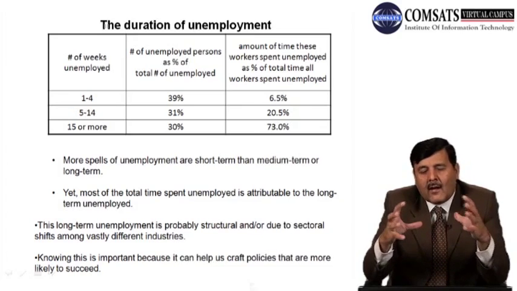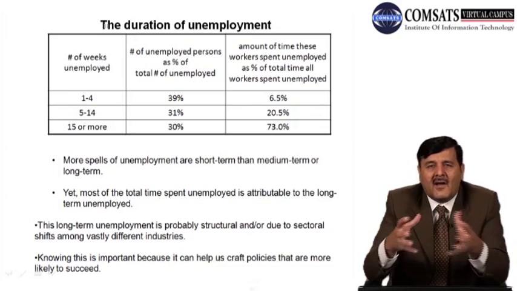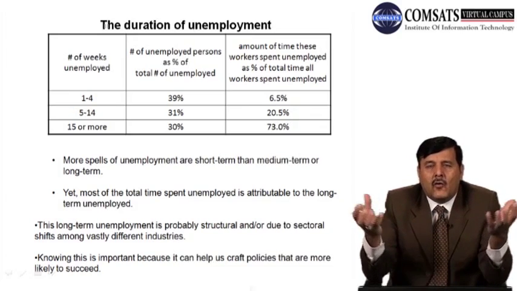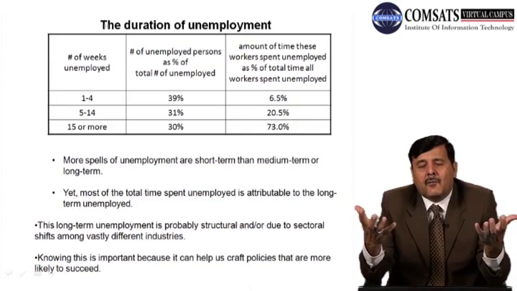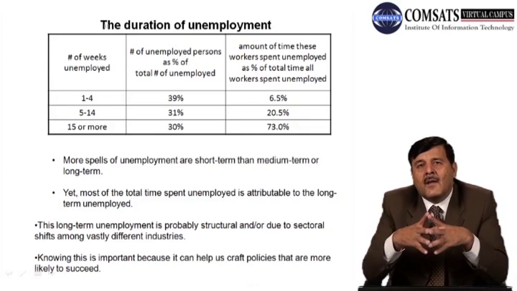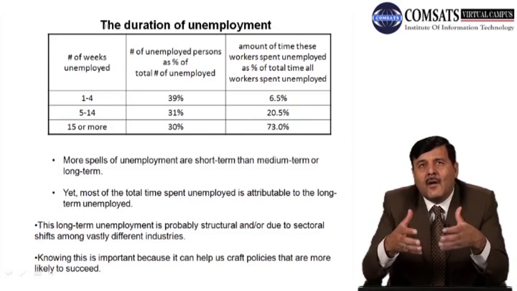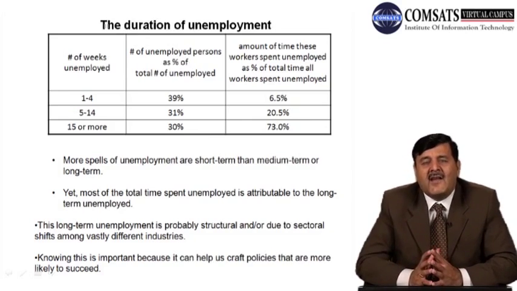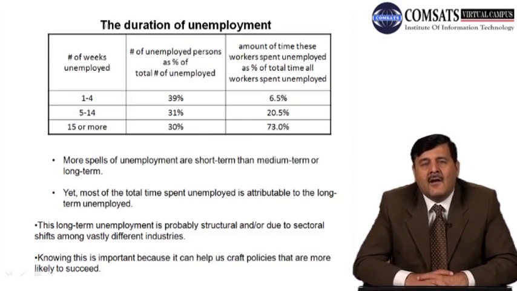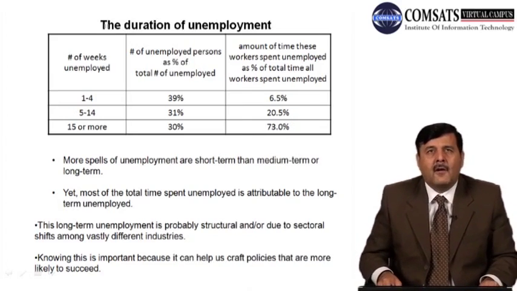Isme aapko andaaza hota hai ki kaun se log hain, kitne percent log hain jo ki commerce ke liye short term ke liye unemployed rehte hain, kitne percent log hain jo ki medium term ke liye unemployed rehte hain, kitne percent log hain jo ki long term ke liye unemployed rehte hain, and how much time each category will take to find jobs, kitna time chahiye inko naukriyan dhoondne ke liye. So this table basically gives you an idea to craft a policy to reduce unemployment in the economy. So students, this is all about unemployment, or today's lecture.